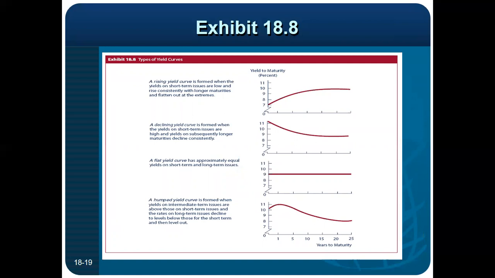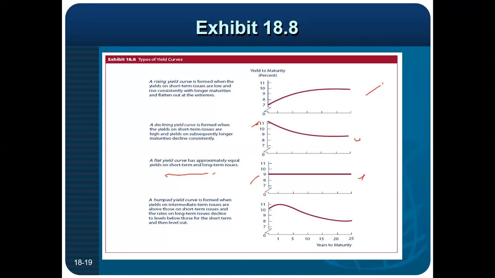Okay, so a rising yield curve is formed when the yield on short-term issues is low and rises consistently with the longer maturities and flattens out at the extremes. A declining yield curve is formed when the yield on short-term issues is high. It starts high, then it starts to decline consistently. A flat yield curve has approximately equal yield on short-term and long-term issues. So basically there is no difference for short-term or long-term.